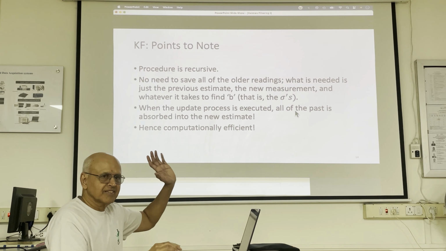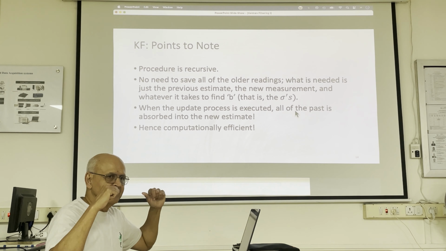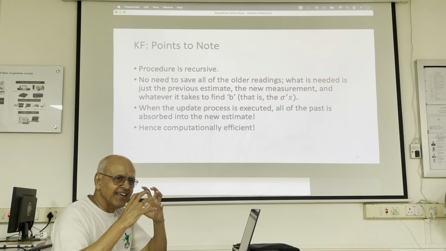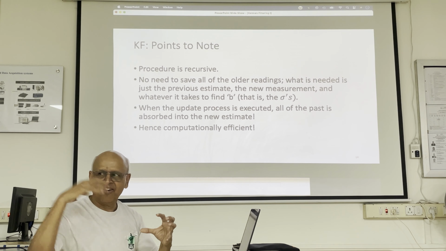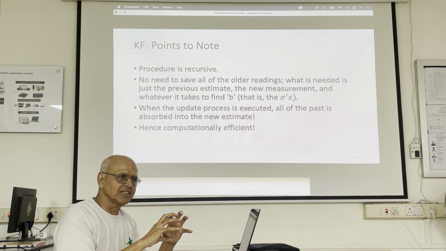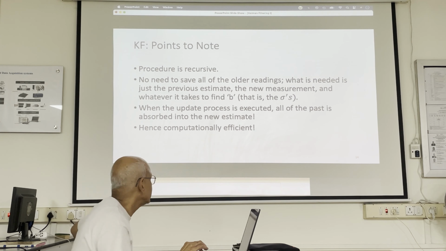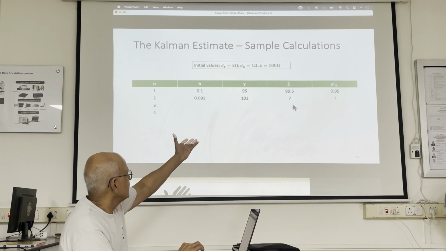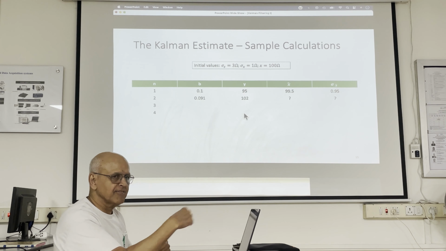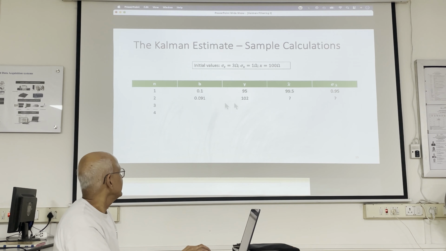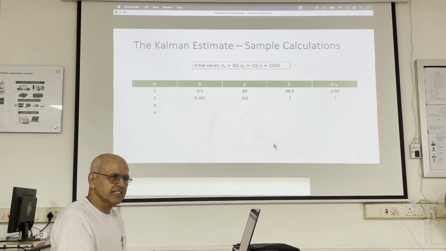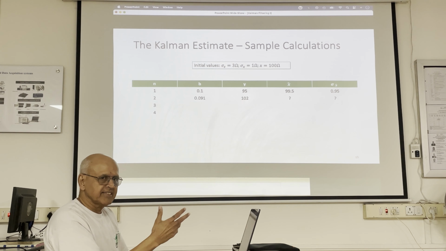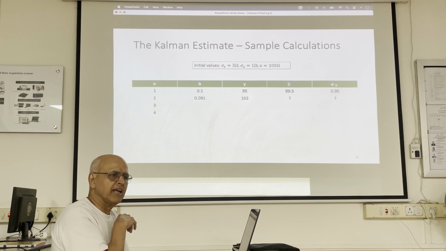All of the past, every single item in the past, is in that new estimate. That's it. All of that has been brought forward. So you don't need to remember the past anymore, and that's why it's computationally efficient. I used to give a problem to the students to work out, but we don't need to do that. Essentially, you can do some hand calculations. This is very simple, but the matrix equation, a human being is going to struggle with it.